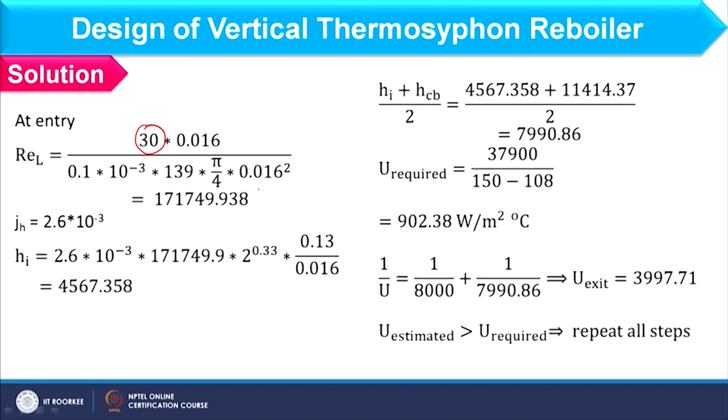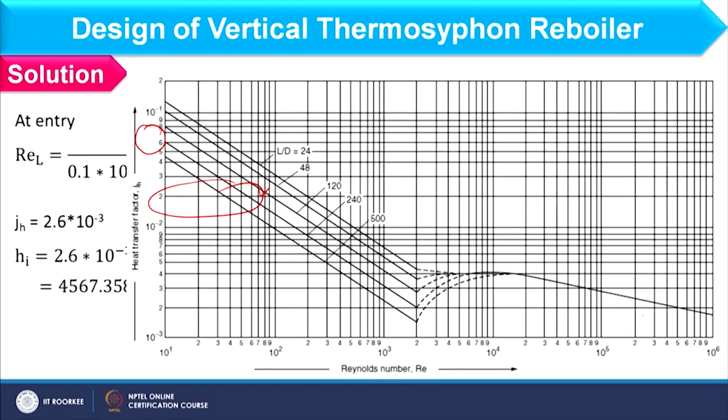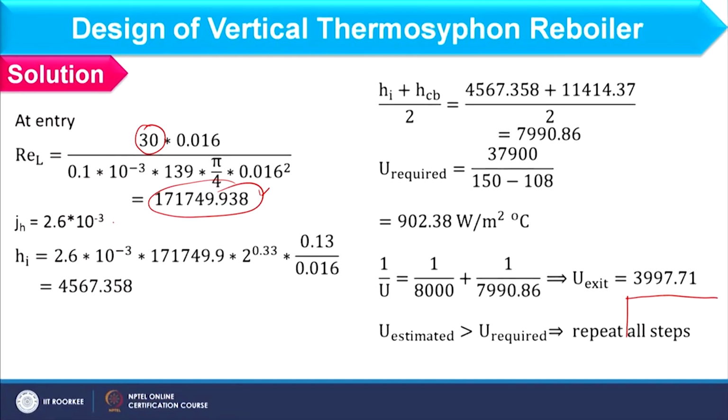number comes out as 1.72 into 10 to the power 5, which is the Reynolds number we have also seen during pressure drop calculation. Okay. So, in this graph you can find out the value. So, it should be 1.7 into 10 to the power 5. So, somewhere here you will find the value of JH, which comes out as 2.6 into 10 to the power minus 3. So, considering all these values you can find out heat transfer coefficient at inlet condition, which is 4567.358 watt per meter square degree Celsius.